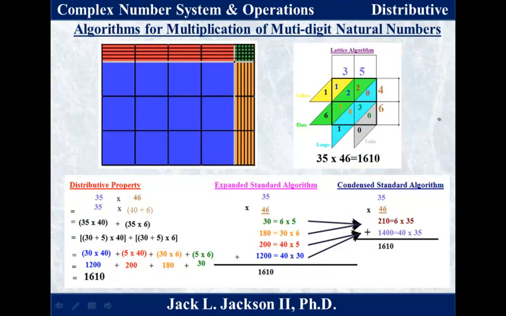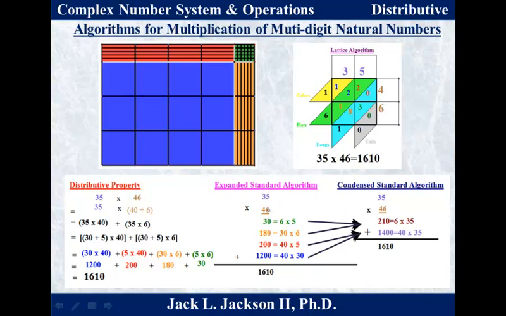This leads us to some nice algorithms. So you see the distributive property down here, and you see the blocks up here. But let's look at what I'm going to call the expanded standard algorithm down here in the middle at the bottom. So we're doing 35 times 46.